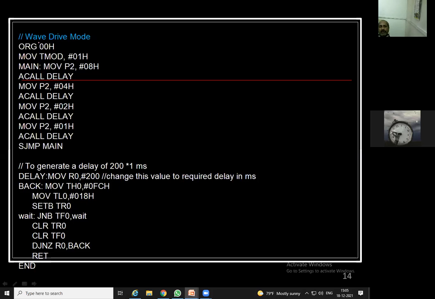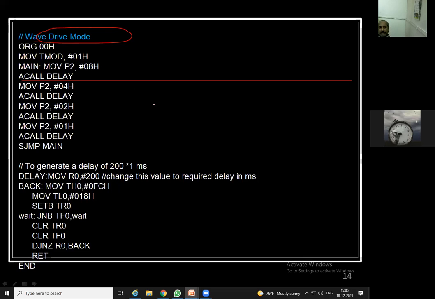For different modes, different codes are here. As we have seen the 3 modes, this is the code that has been written in front of you, in the slide. That is written for the wave drive mode. Wave drive mode means only one coil at a time is going to be energized.